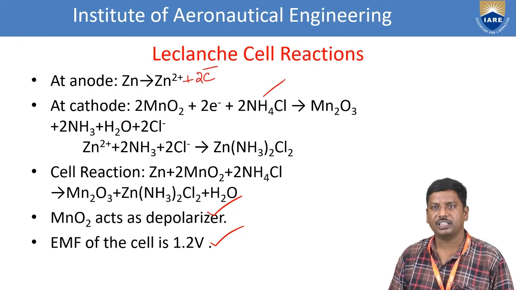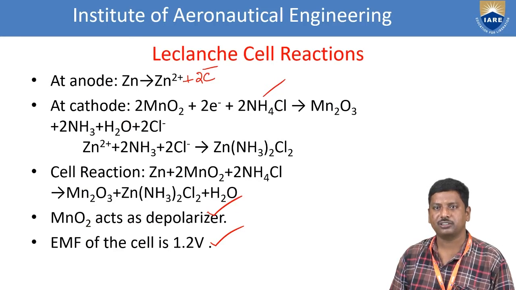So these are the cell reactions which take place in the Leclanche cell, especially at the anode. What happens? The oxidation of zinc takes place, and at the cathode, the reduction of manganese dioxide takes place, releasing the main products, zinc ammonium chloride. The next cell reaction also gives manganese dioxide and zinc ammonium chloride with water released.